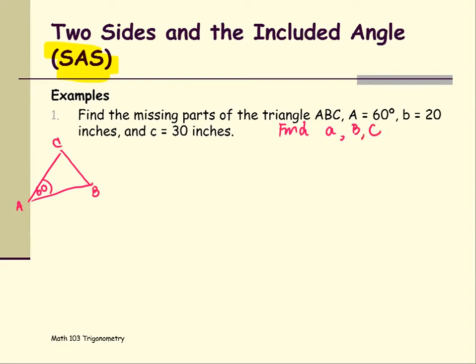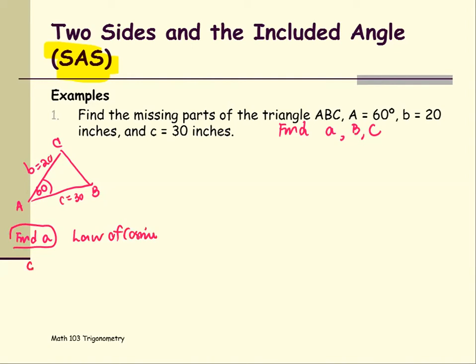The side B equals 20. The side C is 30. As you see, we have two sides and one included angle, or the SAS case. To find these three missing parts, we start with finding A. We're going to find A using the law of cosines.